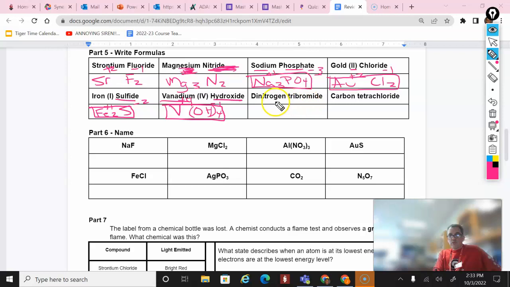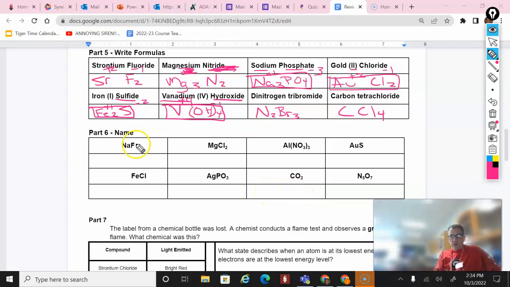And then we can start getting some covalent. Dinitrogen, that is 2 nitrogens. Tribromide, that is 3 bromines. And we're done here. Carbon, which is just 1, and tetrachloride, which is 4 chlorines. Those are nice and easy, aren't they?